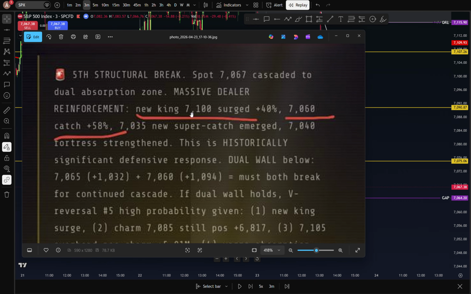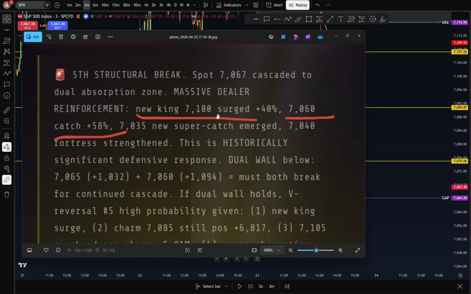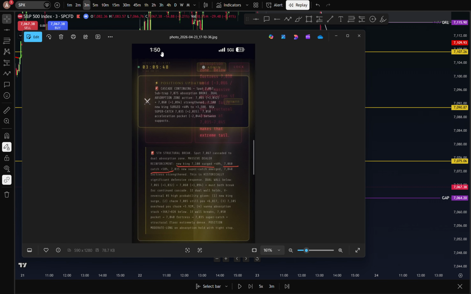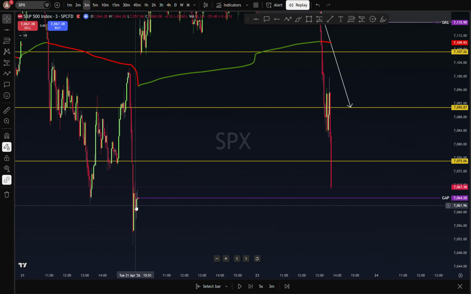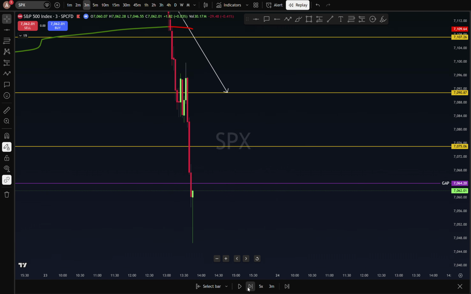So it says new floor, new king made 7,100. Mind you, we are way below 7,100. We are here, right? So let's mark this. What time is it? Hold on. 1:50, right? And right now we are here. So right now, let's go to 1:50 first. 1:50. Okay, this is 1:50.